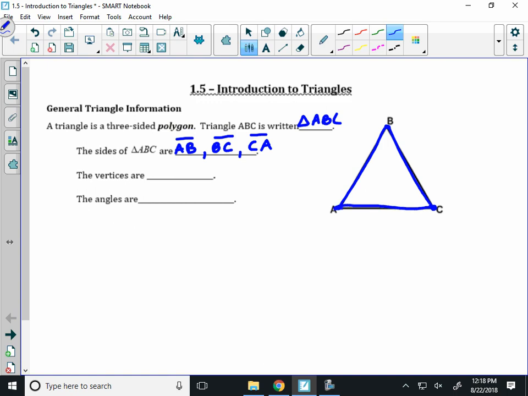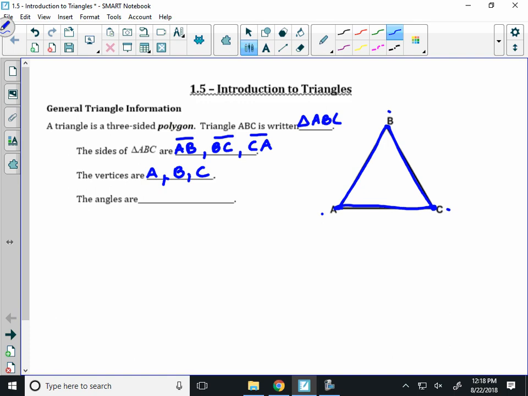Okay. The vertices, those are just what we call the points or the corners of the shape. So the vertices of the triangle are just those points on the corners. So A is a vertex, B is a vertex, and C is a vertex. That's kind of a fancy word for those. A, B, and C, those points are the vertices. The corners of your triangle.